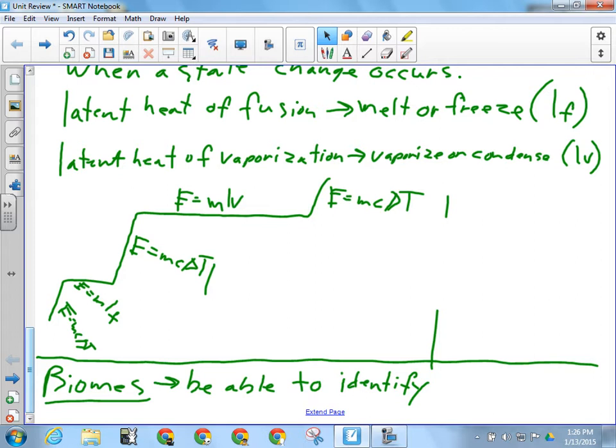In a multiple choice question, there'll be 4. No, you'll have to know the biomes. Well, there's not that many of them. So no, you do have to know the biomes. You have to be able to recognize them. So make sure you're ready for that part.